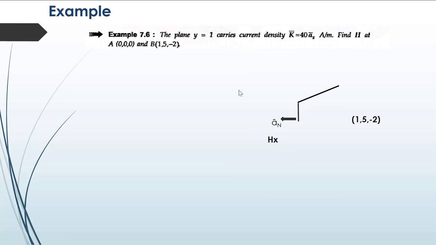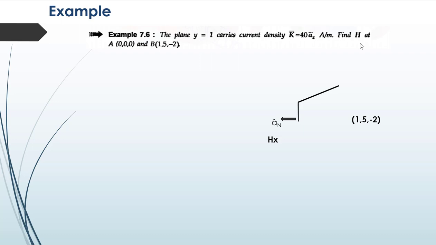So let us consider the next example based on the current density due to a sheet. Consider a plane at y equal to 1 carries a current density of K bar equal to 40 a_z ampere per meter. Find H at A (0, 0, 0) and B (1, 5, -2). So here the sheet current density K bar is given, and that current density is 40 a_z, which means it is in the a_z direction.